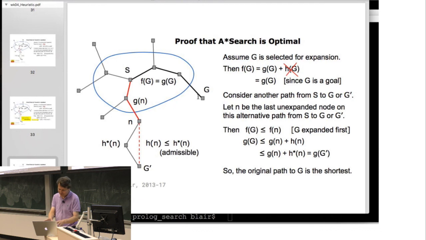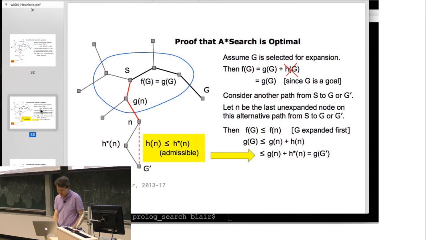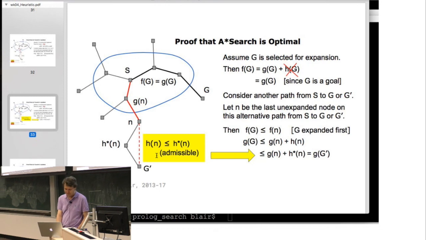Yeah. So have another look at this, have a look at the little video and go back and have a look at this in your own time. But this is the crucial assumption. You were asking whether h of n could be anything. No, it has to be an underestimate.